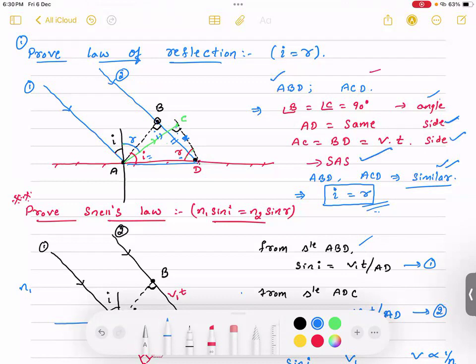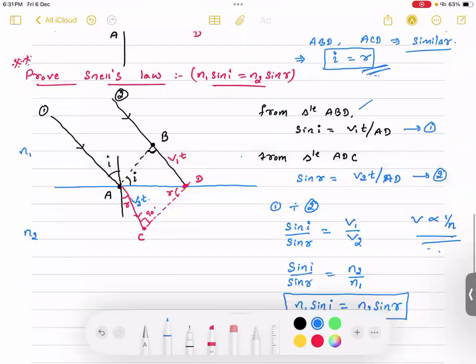Yes, sir. So if any two triangles are similar or congruent, their corresponding angles must be same. So what are these corresponding angles? I and R. So I must be equal to R. So that is the laws of reflection.